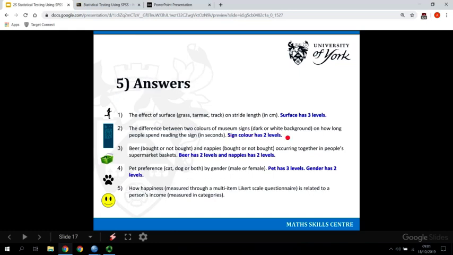Here's some answers. So we've got this nominal variable, which is the colour of the museum sign, and we've got dark 1, white 2. We've got 2 levels there. For beer and nappy, we're categorising it as either bought or not bought. So that's 1, 2 levels. For pet preference, we've got cat, dog, both 1, 2, 3, and gender, male or female 1, 2. We don't have any nominal variables for the 5th study.